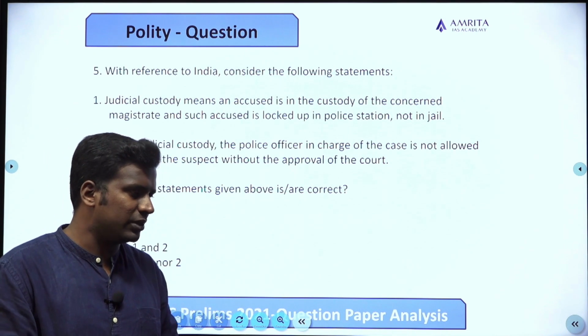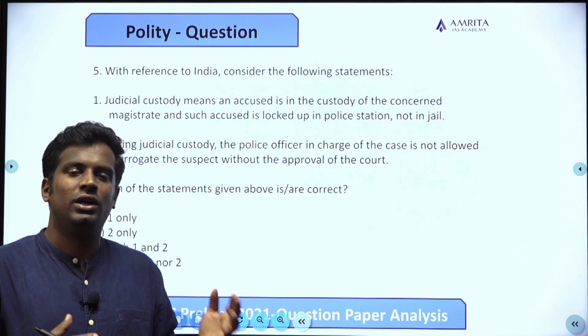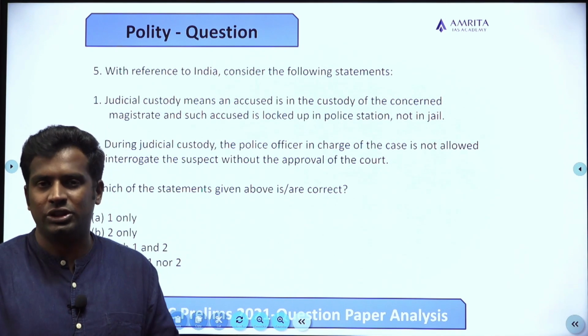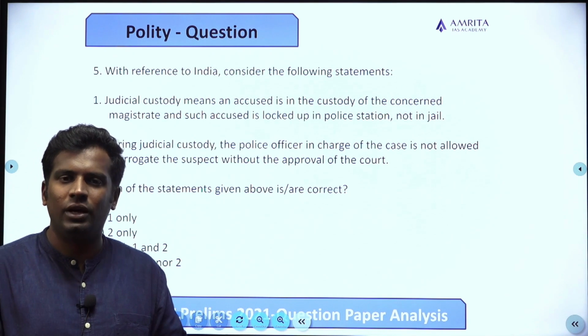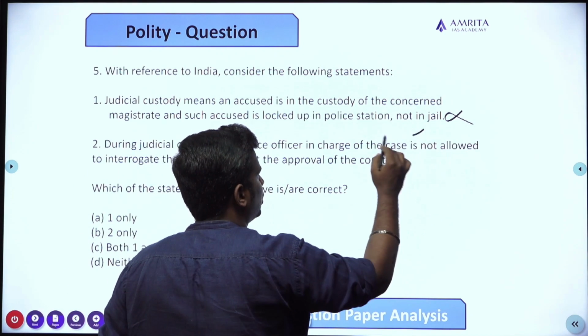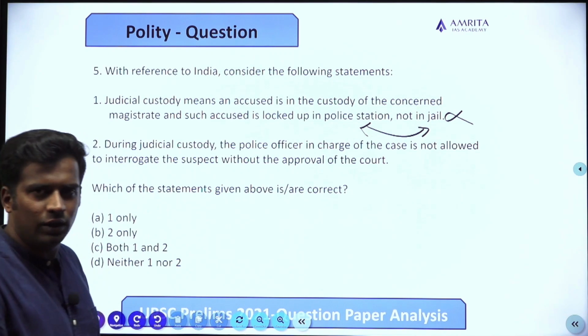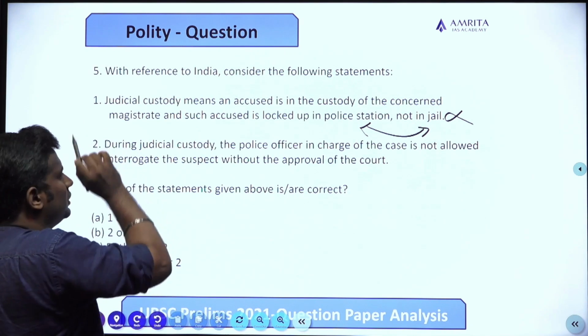But once the person has been shown in the court and the judge has given the decision, he or she is transferred to judicial custody, and that is where we put them in the jail. So this statement is wrong, but rather it should be the opposite. The accused is locked up in jail and not in the police station. So the first statement is wrong.